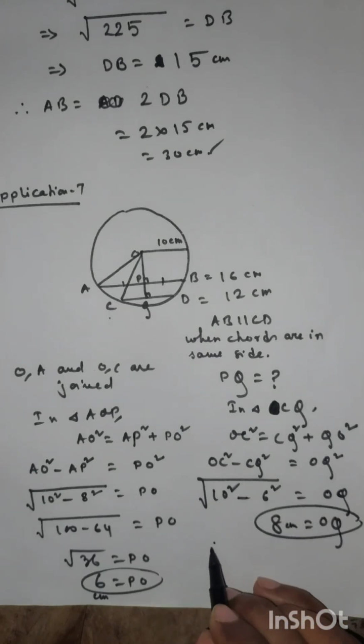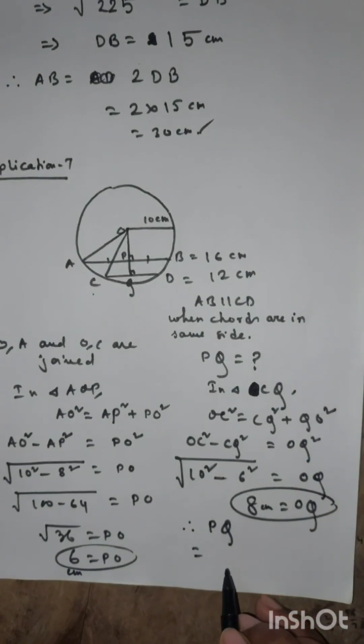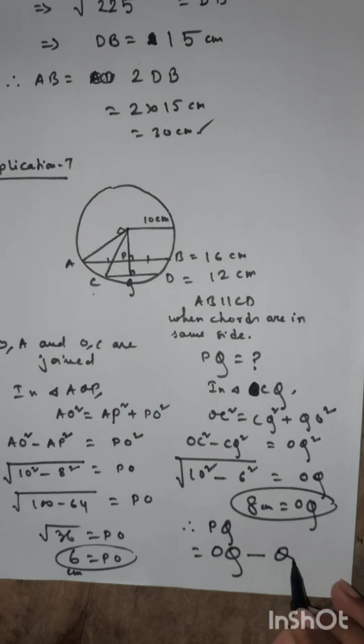So therefore we need PQ. PQ can be written as OQ minus OP. OQ is 8, OP is 6, 2 centimeter. So this distance PQ is actually 2 centimeter.